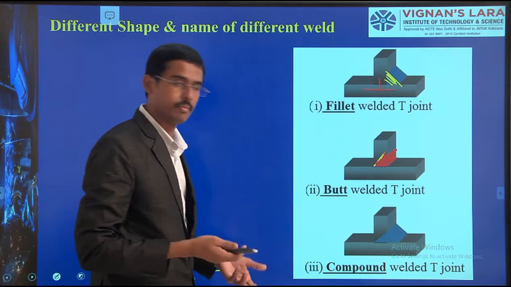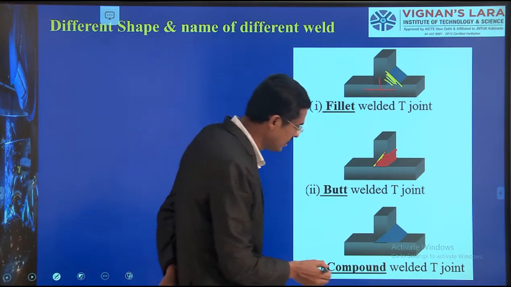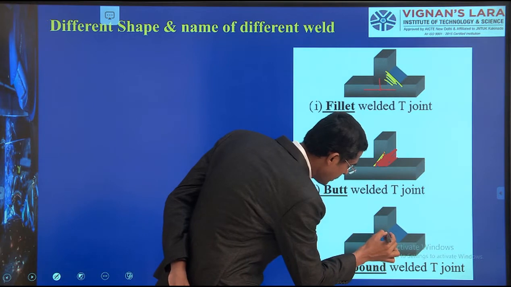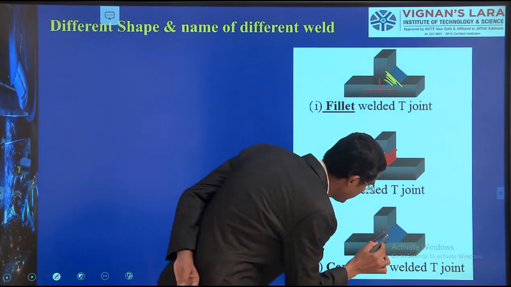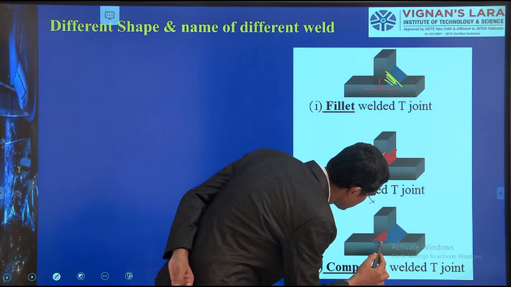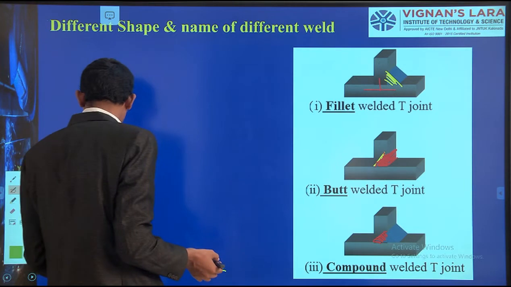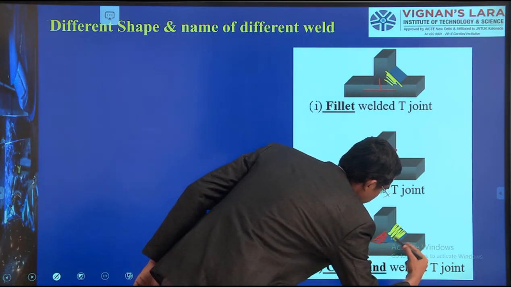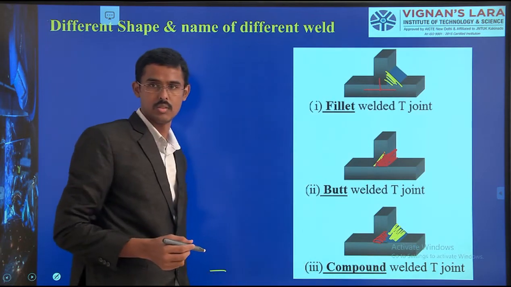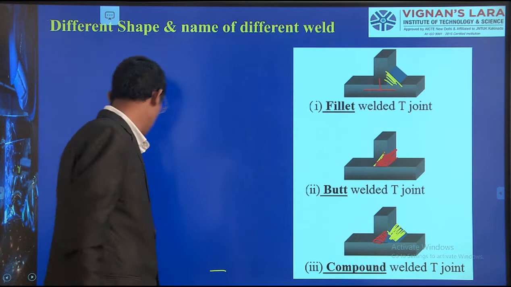Now, again, here we come to compound weld also. What I have done here? Here edge preparation is done, and then on one side I have done the butt welding process, and later on the other side I am doing the fillet welding process. So it is a compound weld configuration.